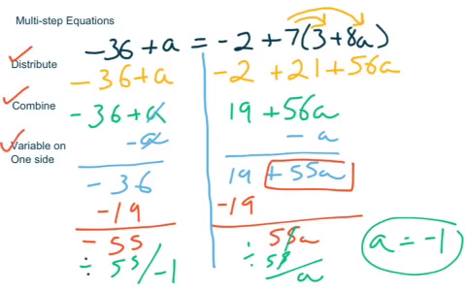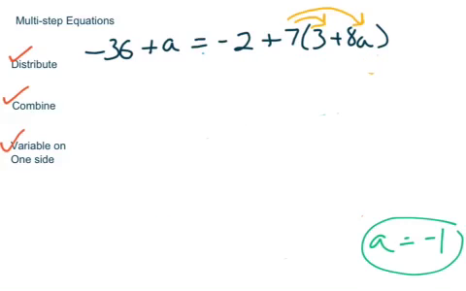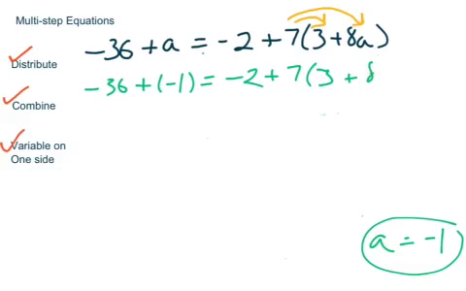Now remember, the final step whenever you're solving an equation is to substitute your answer back in to see if you've balanced the equation. So I'm going to erase everything here, and we're going to check and see. I'm going to substitute in a negative 1. So I have negative 36 plus a negative 1 is equal to negative 2 plus 7 times the quantity 3 plus 8 times negative 1.